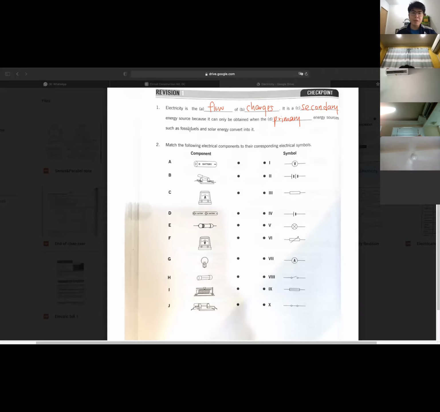Now, symbol, components. Battery: this one is a single battery, so number 4. Switch: number 2 is this one, the open switch.